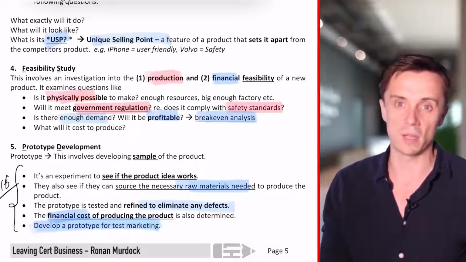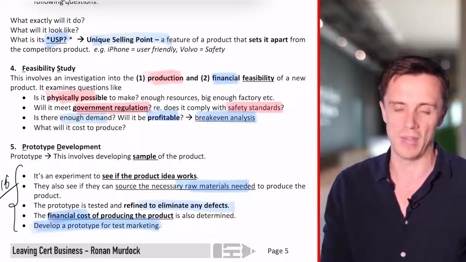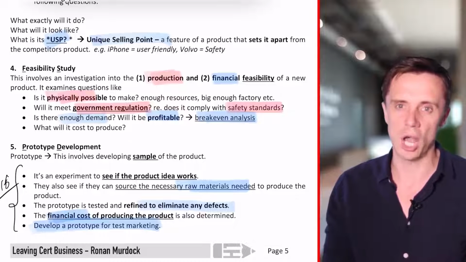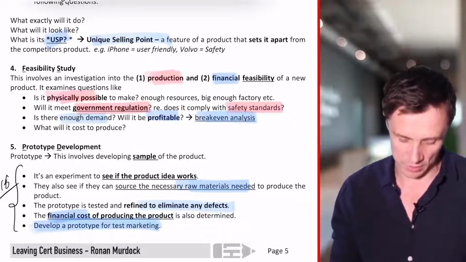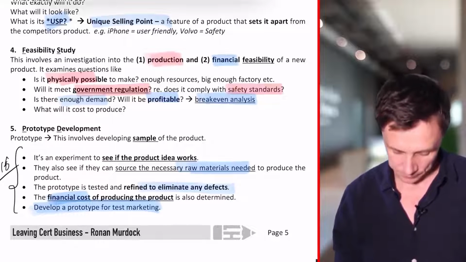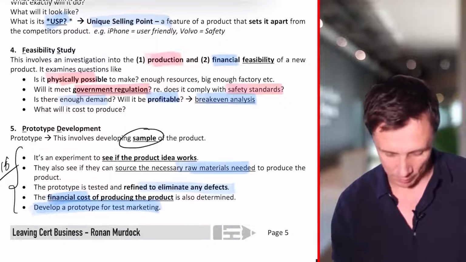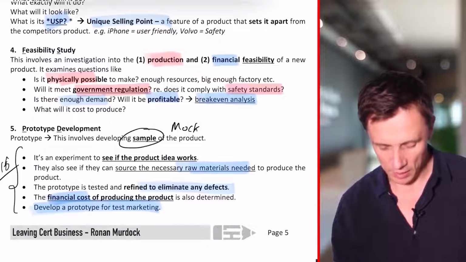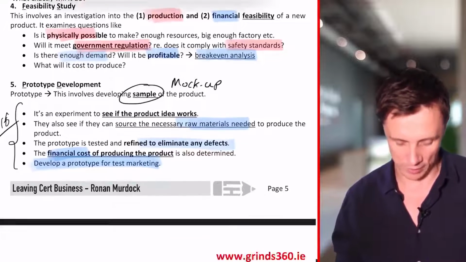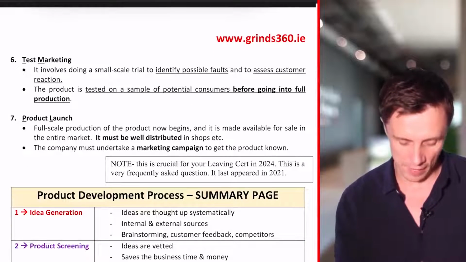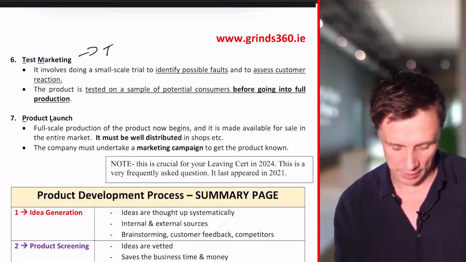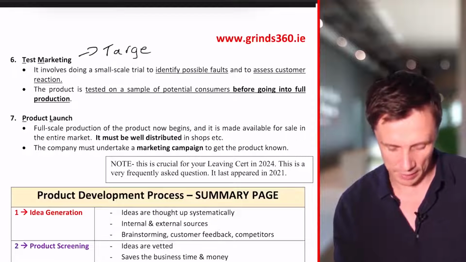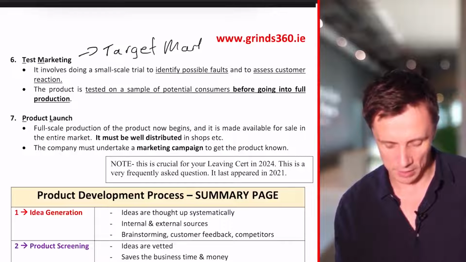They basically said, outline the reasons why a business would engage in prototype development, and the answers to that question were shockingly bad. Okay, so just make sure you've got that done. All right, about developing a sample, or you might see it written as developing a mock-up of the product. Now even there, if you're looking at test marketing, I always think of the TM in test marketing, it links back to your target market.